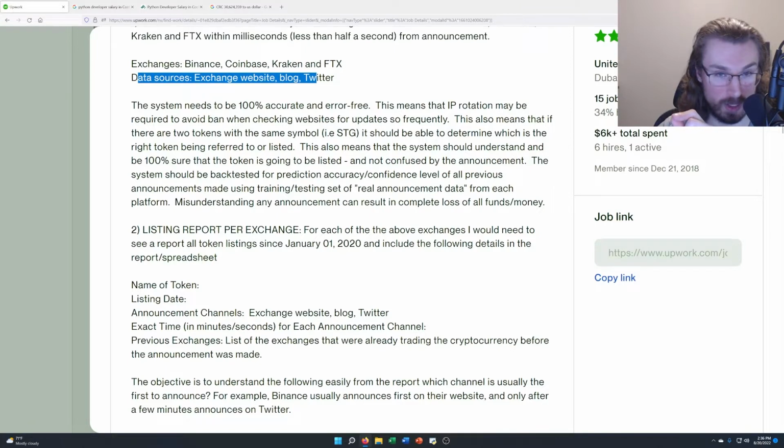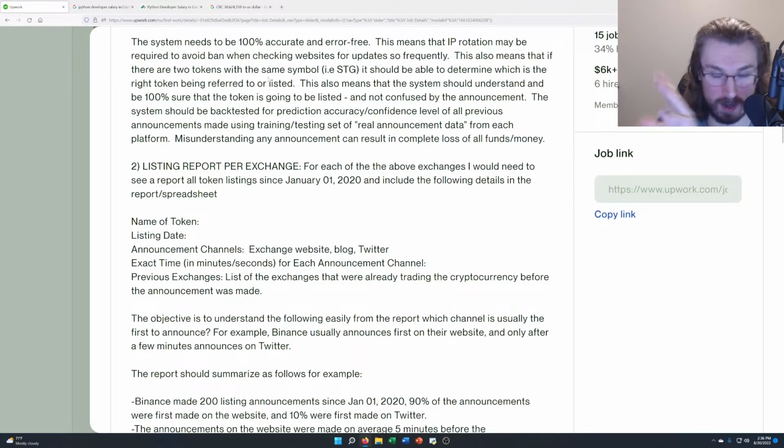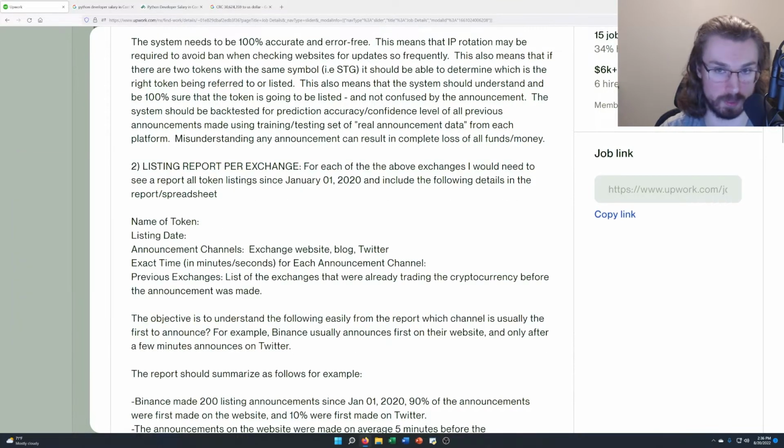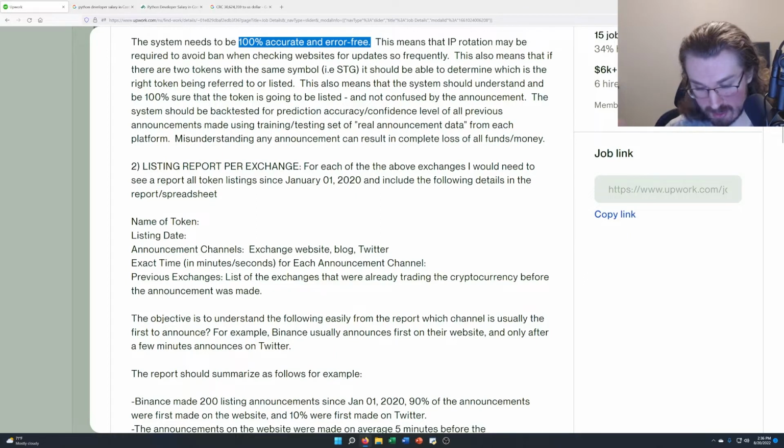And then he also wants you to scrape Twitter and other websites. So you're doing the sentiment analysis, the entity recognition, and then you have a program looking through the detected entities to see if there's an initial coin offering of a cryptocurrency, I don't know what you call it. And then from there, the system needs to be 100% accurate and error-free, okay? 100% accurate and error-free.